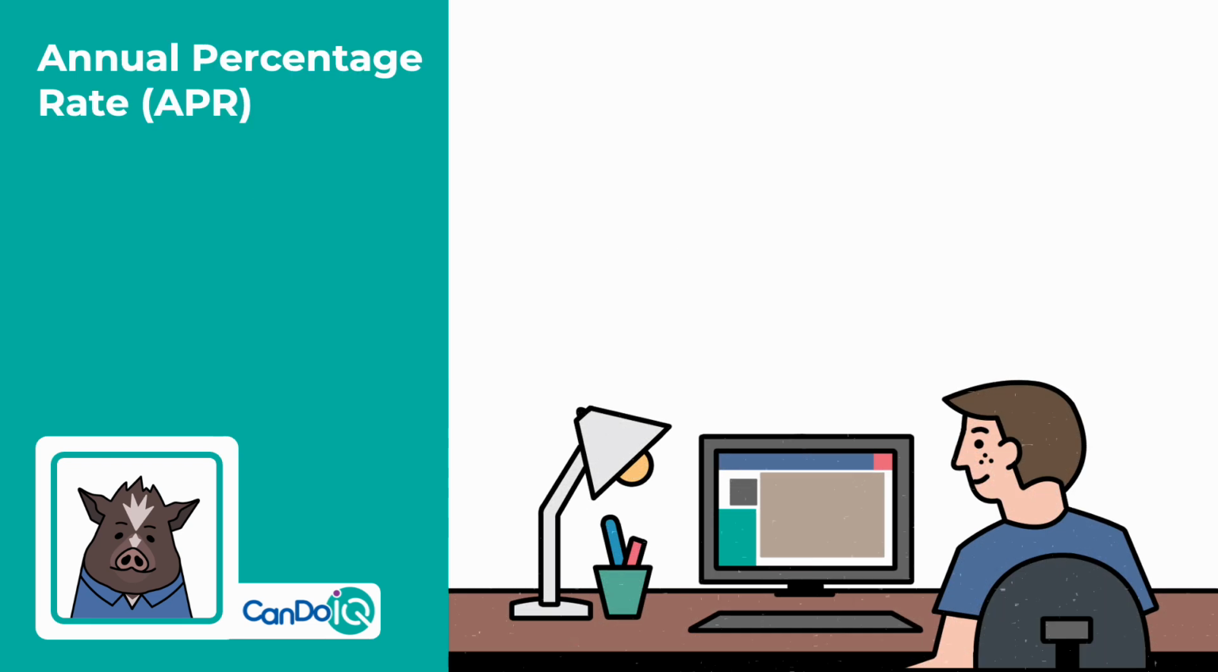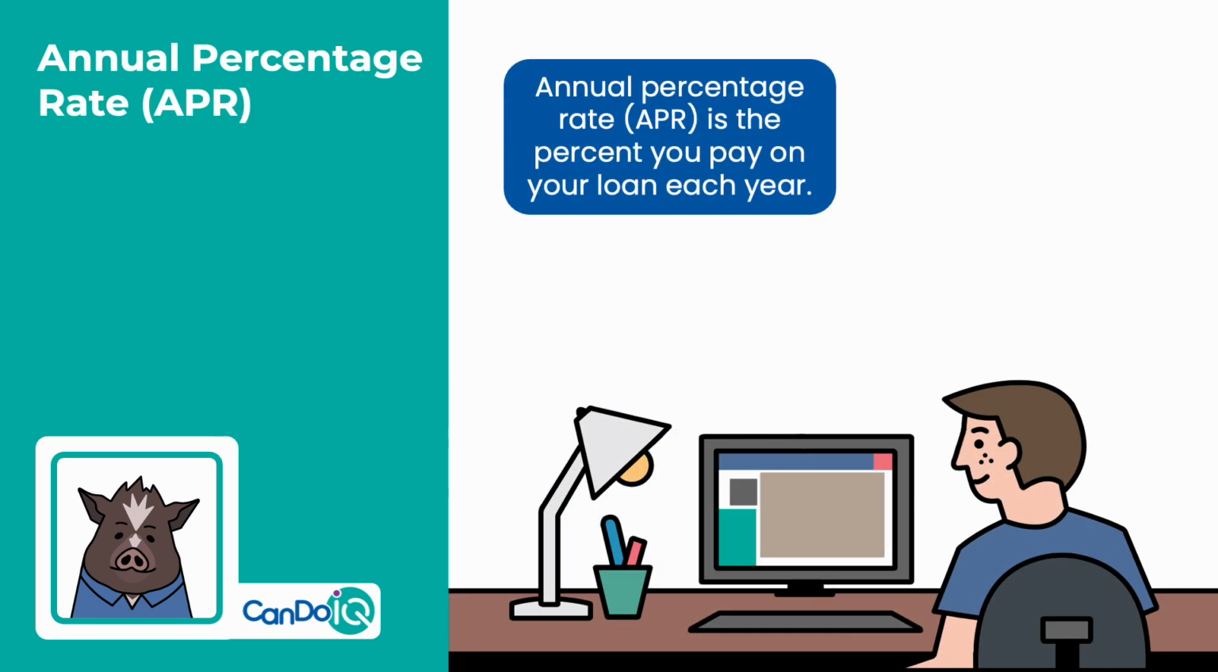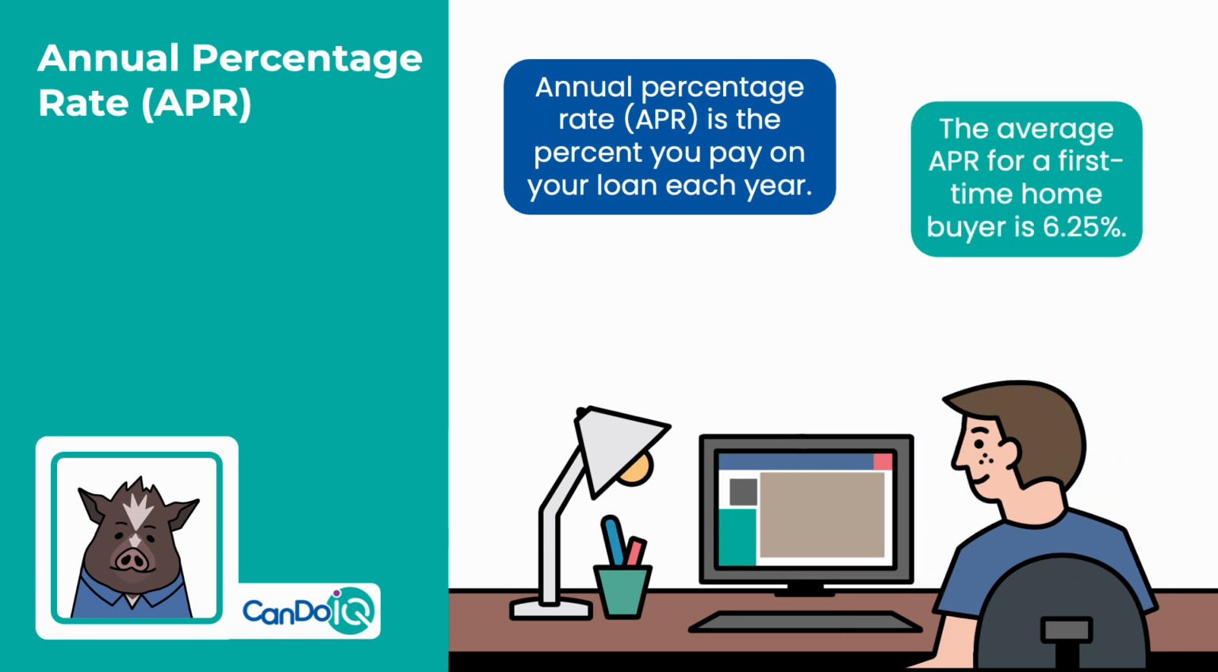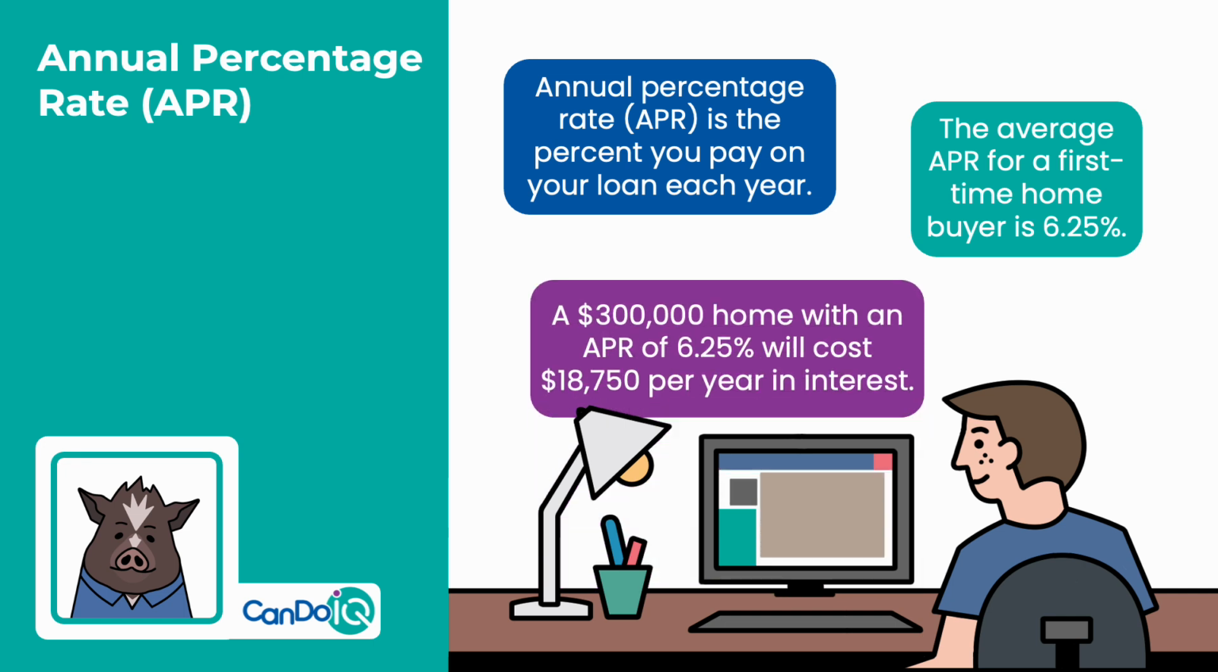The percentage of interest that you pay on your loan per year is called an annual percentage rate, or APR. The average APR for first-time home buyers is 6.25%. So if you have a 6.25% APR on a $300,000 home, you would be spending $18,750 on interest each year.